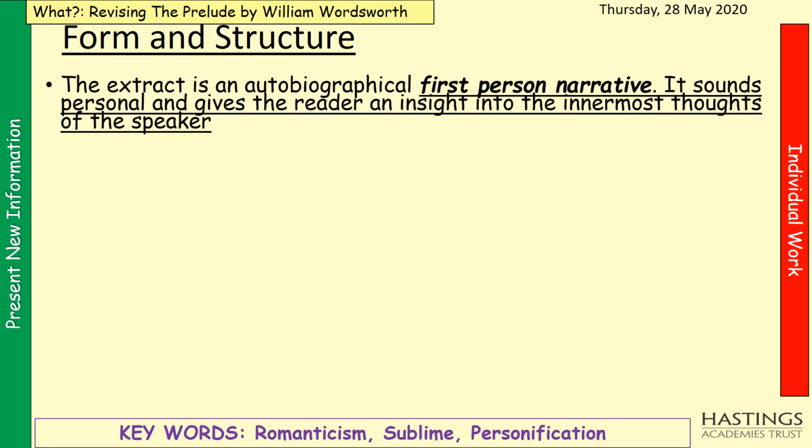So this poem is an autobiographical first-person narrative. Okay, so it's written in the first person. We know that the narrator is experiencing this, and what it does is it gives it a personal feel, and it gives the reader an insight into the thoughts of the speaker. Okay? And that's a key feature of romantic poetry, to really explore emotions and inner thoughts.